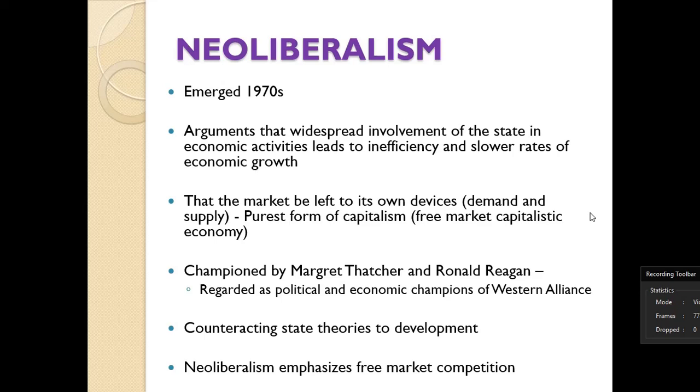Neoliberalism was championed by the then Margaret Thatcher and Reagan. Margaret Thatcher was from the UK, and Reagan was president of the US, and they were the ones championing this kind of arrangement.